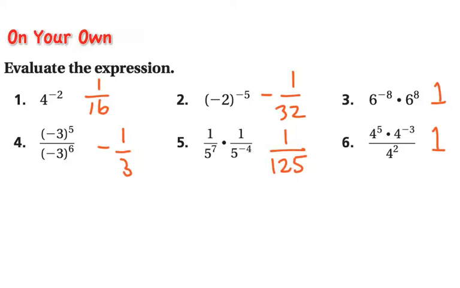Number 5 would be 1/125, or again, you may have had 1 over 5 to the 3rd power if you left it as a power. And lastly, number 6 would just be 1. Let me know if you had any questions about those through an email, and otherwise we're going to go on to our next example.